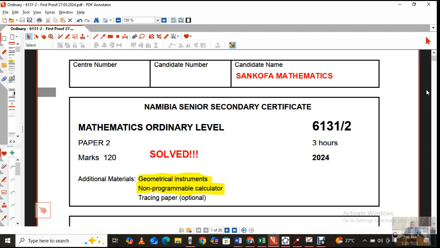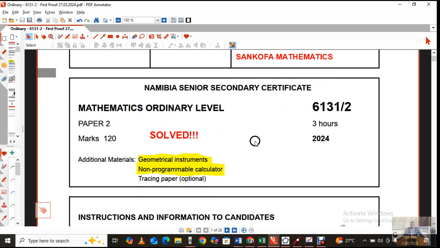This is Mr. Max, and I am doing paper 2 of the Namibia Senior Secondary Certificate Ordinary Level Mathematics. This was the paper that was 3 hours long, the 2024 paper. Obviously, what you always have to look at is what additional materials you will need.